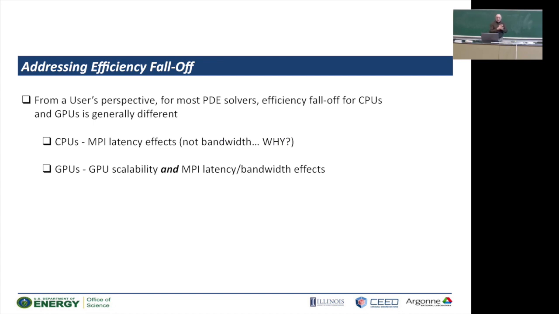So that's on CPUs. On GPUs, the problem's twice. We have this GPU scalability that we saw with that blue curve, and when you get down there, you could also have MPI latency and even potentially bandwidth effects, because now you have not 4,000 points, you have 2 million, and the surface area is larger, and you might be affected by bandwidth, okay? So it's a completely different scenario.